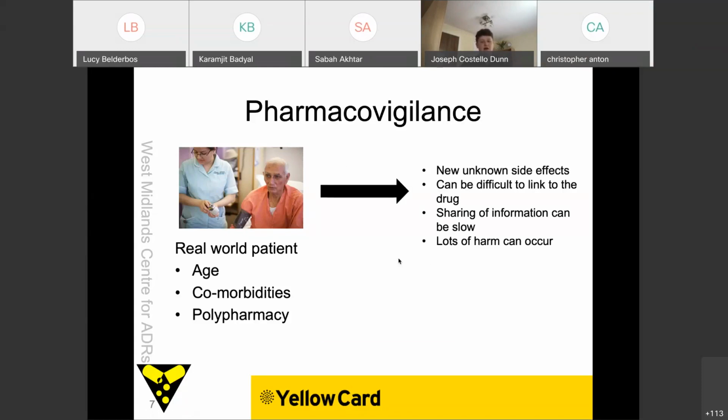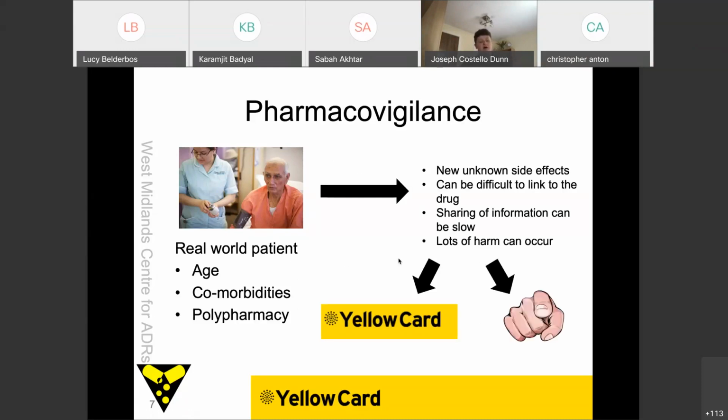And that's where the yellow card scheme comes in. So by you reporting adverse drug reactions on the yellow card scheme, it means that the ADR is picked up.